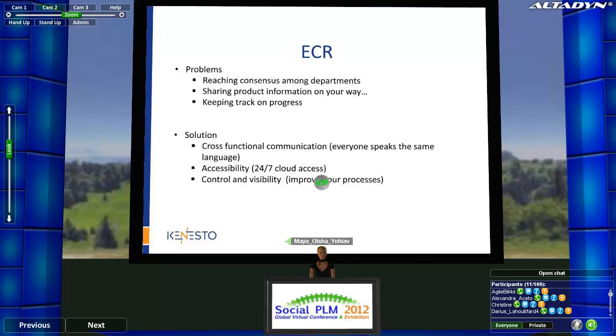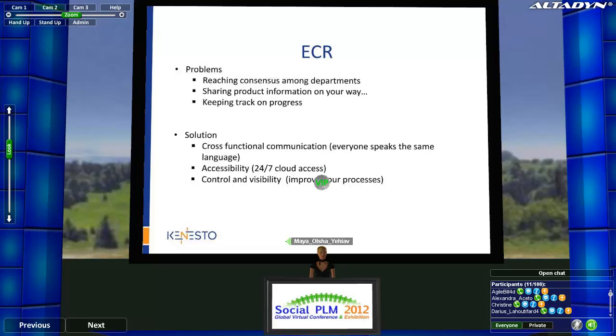So again, we think the solution should be something that is cross-functional communication. Everyone can speak the same language and can access it easily whenever, from the road, from home, 24/7. And of course, control and visibility, not only to see where you are in the progress, but to see if there is a problem with your process. Because with Kenesto, there's a way to go back. If something didn't work as planned, because it's in an on-the-fly manner, you can always go back.